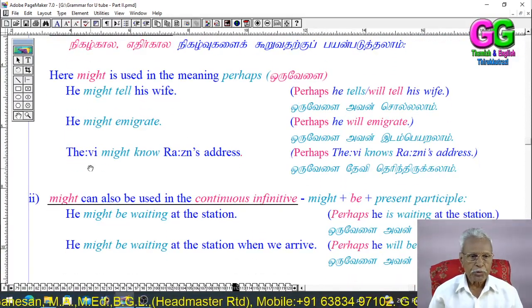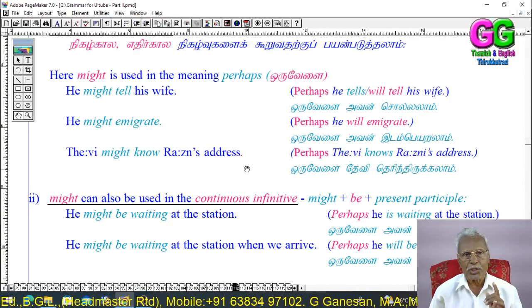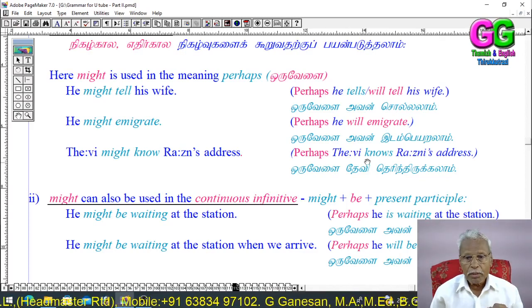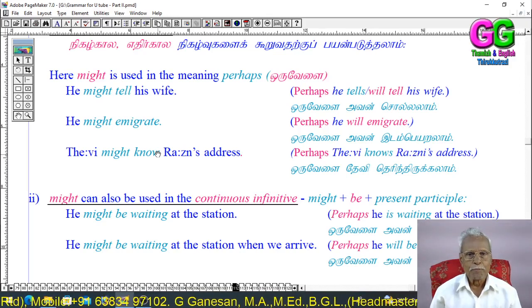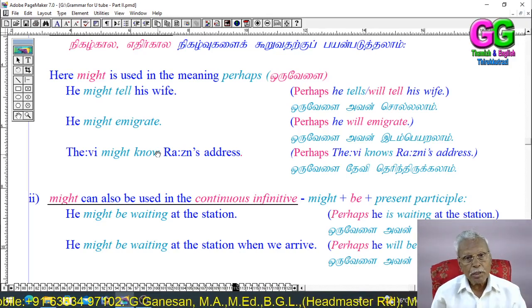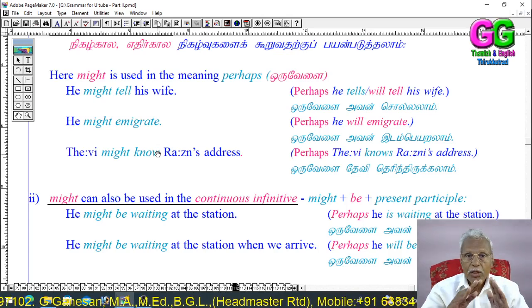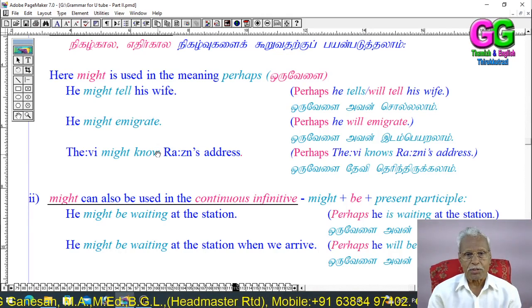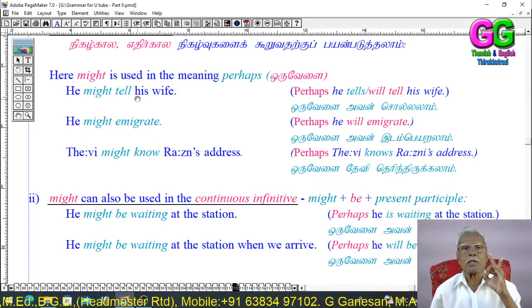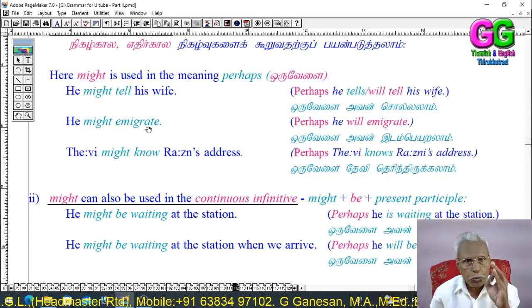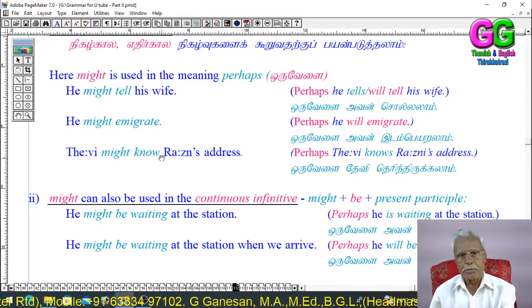You see here, Devi might know Rani's address. That is, perhaps Devi knows Rani's address. It refers to the present tense. It refers to the present action. So, Devi might know Rani's address means perhaps Devi knows Rani's address. So, here might is used for present and future. Here might is used for the future. Here might is used to refer to the present.